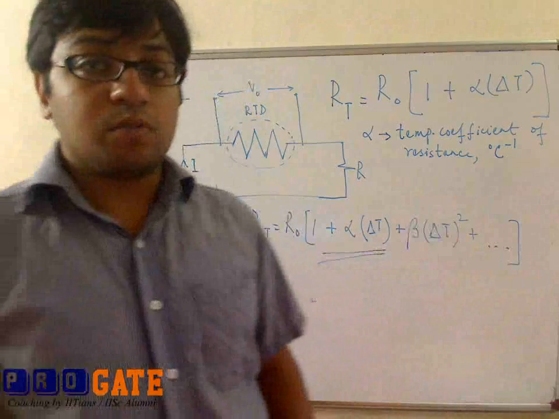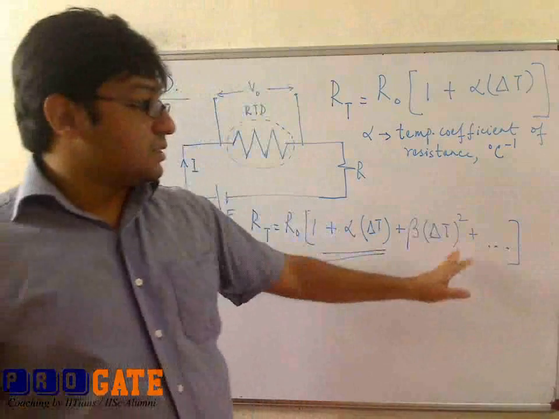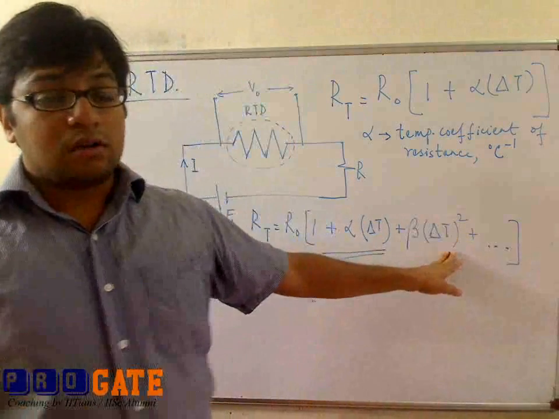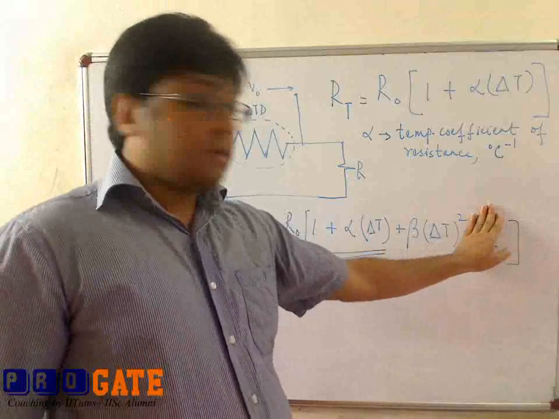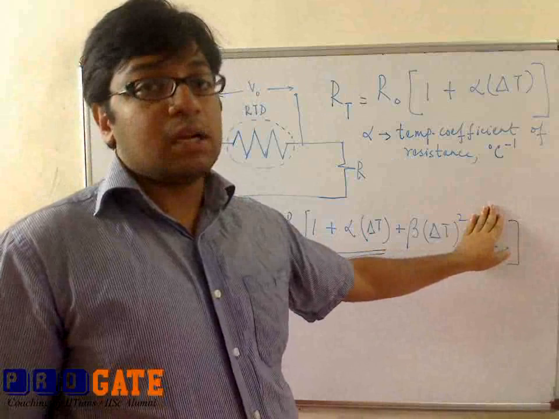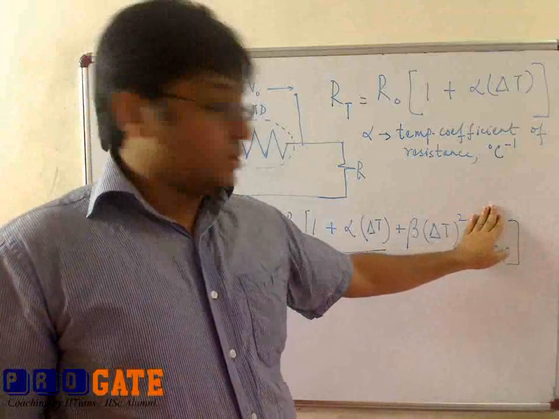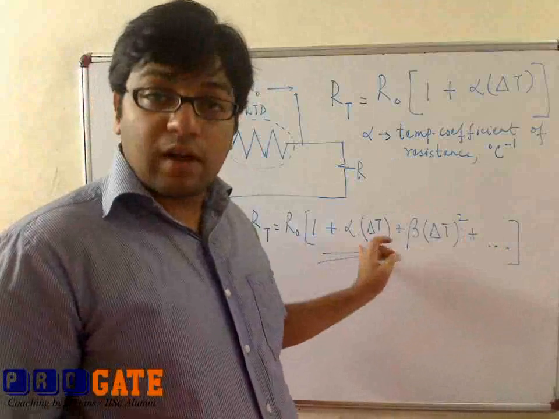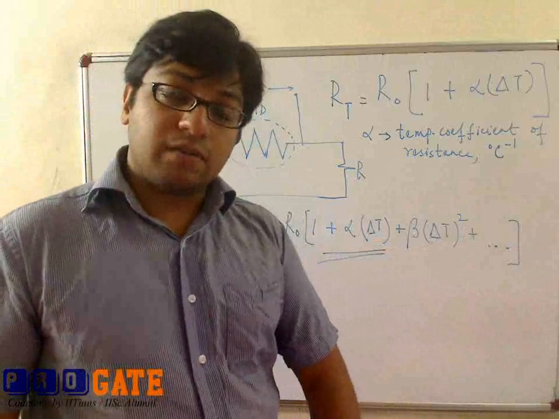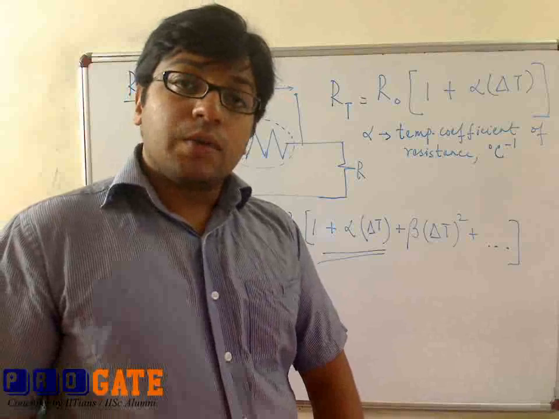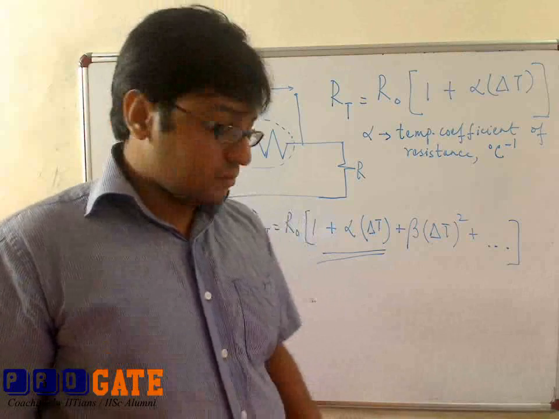In some problems, you might be required to use a quadratic approximation where this second order term is also used. That is, the three terms, 1, alpha delta T and beta delta T square are used in the problem. In that case, you would be supplied with the value of alpha and beta and you have to work accordingly. But in most cases, you are only supplied with the value of alpha and therefore you are supposed to assume a linear approximation.